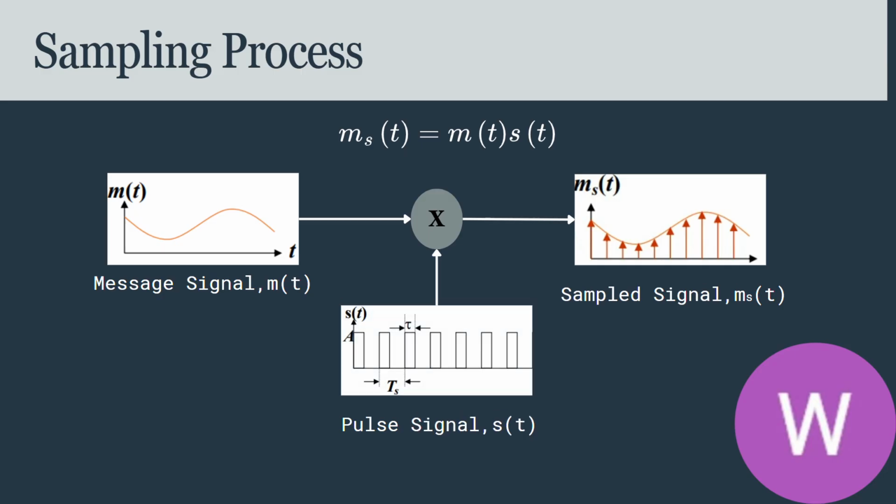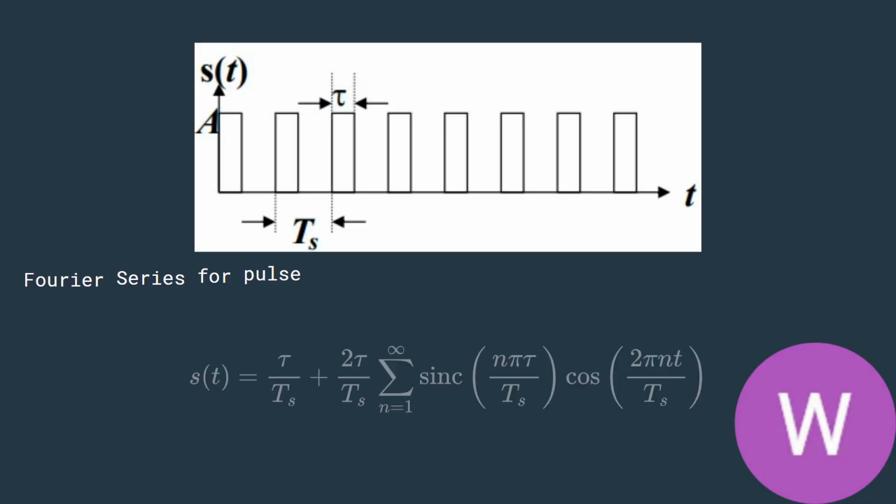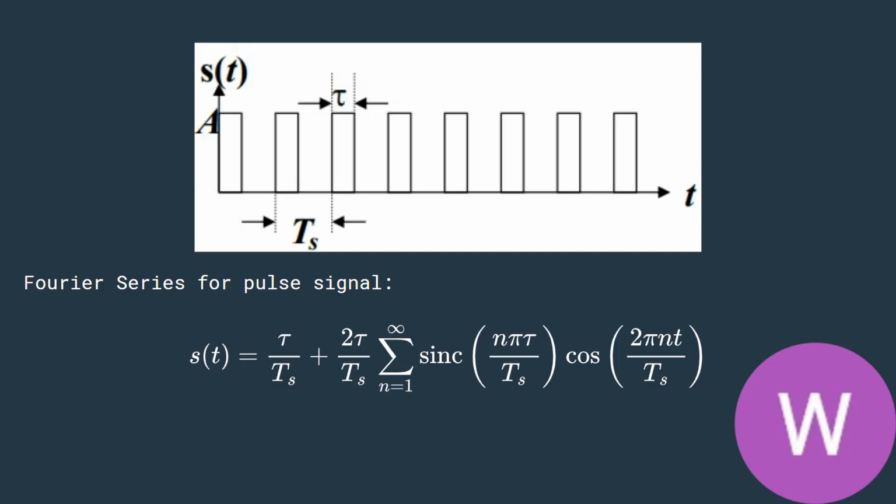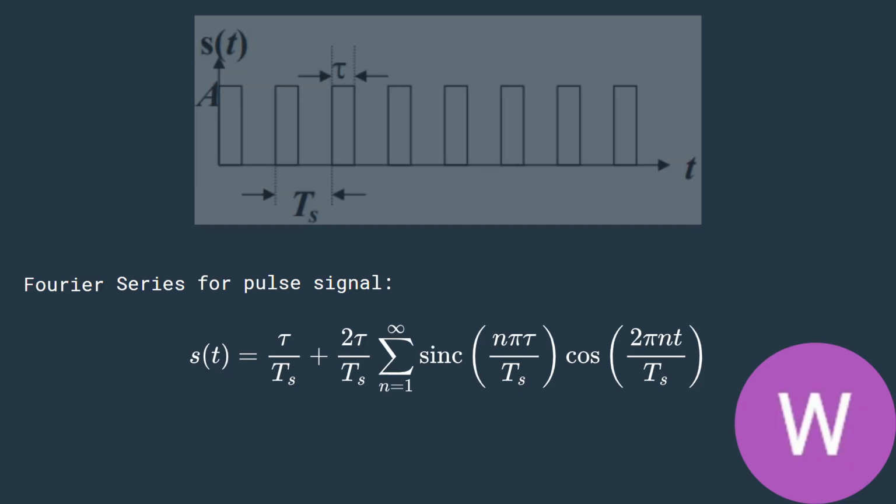The sampling process basically goes through a modulation whereby the message signal m(t) is multiplied by a pulse signal s(t) in order to get the sampled signal m_s(t). The Fourier series for the pulse signal is given by this formula: s(t) equals tau over Ts plus 2 tau over Ts, summation of n equals 1 to infinity, sinc(n pi tau over Ts), cos(2 pi n t over Ts). This is the formula for the pulse signal.